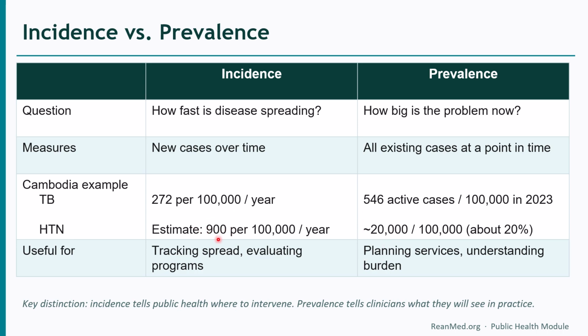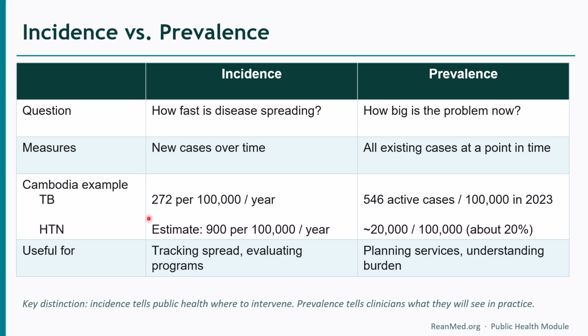That gives us a clue that this disease must last for a long time, because if it lasts for a long time, that gives more time for the number of cases to keep adding up to a bigger and bigger number. So even though there is only about 900 new cases per year among 100,000 people, that 900, since it lasts a long time, they keep adding up. And so now we have about 20,000 people with high blood pressure for every 100,000.